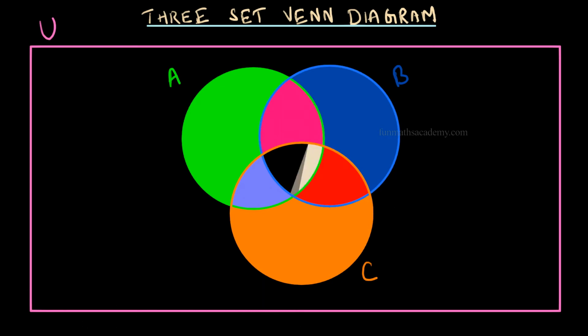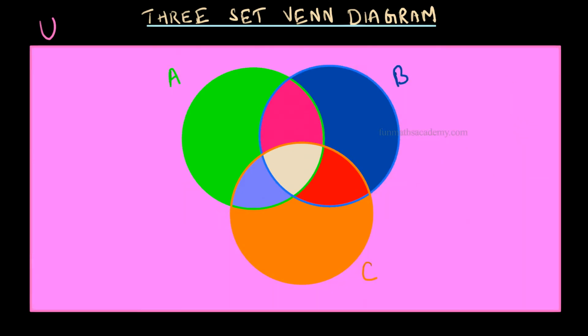This region in the center, which is cream colored, contains all elements common between A, B and C, that is A intersection B intersection C. This region, colored light pink, contains all elements of U which are not in A and B and C.